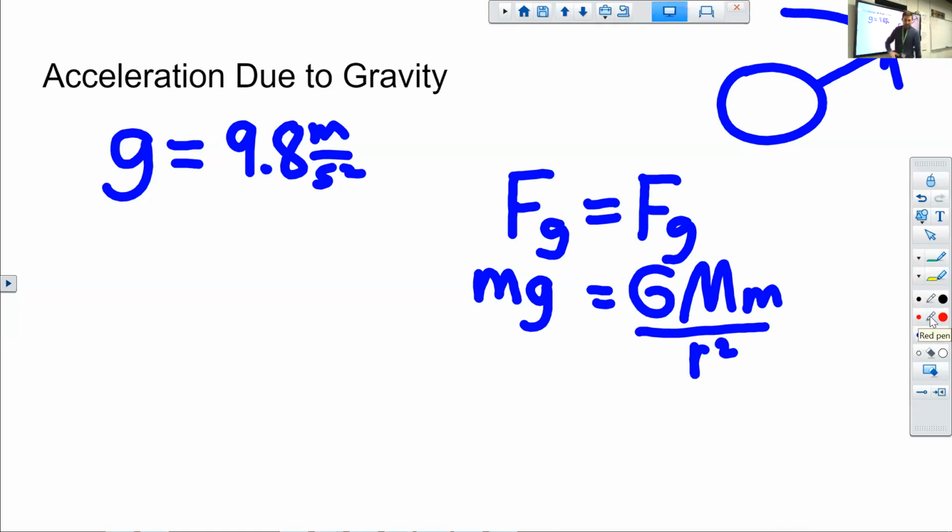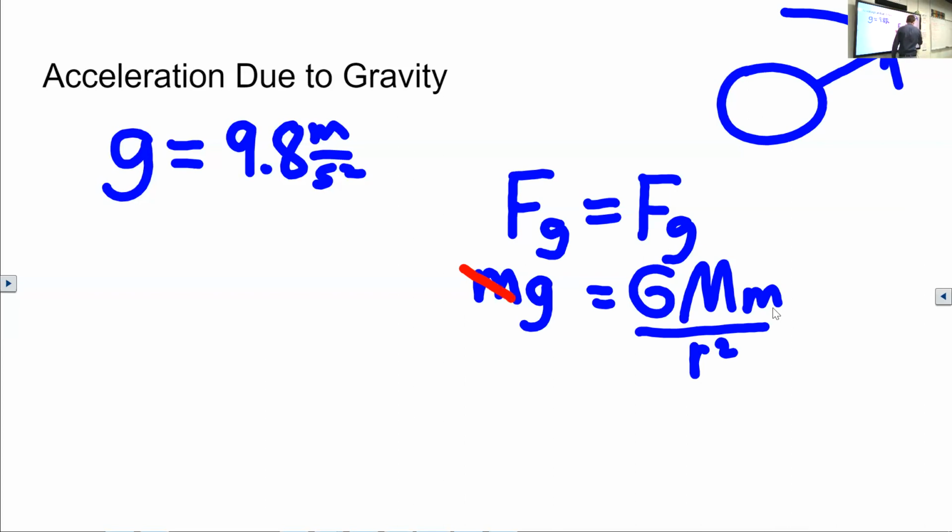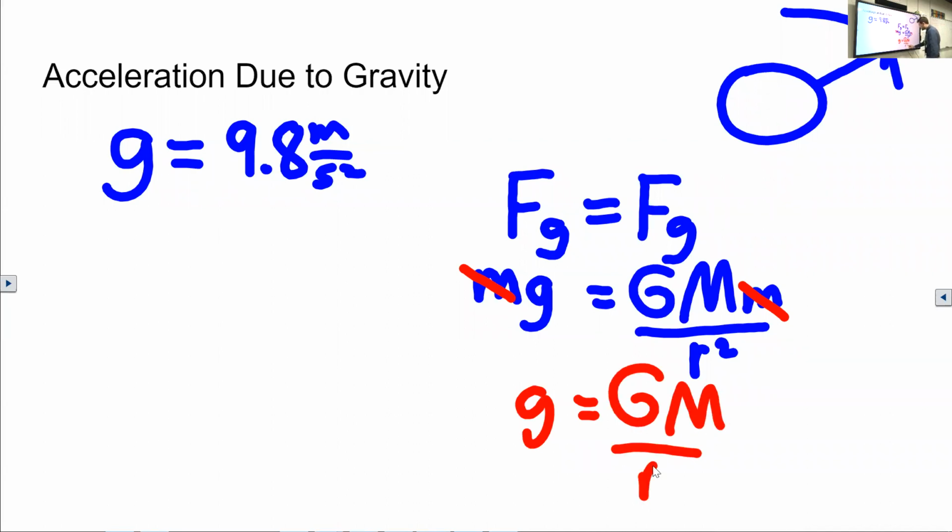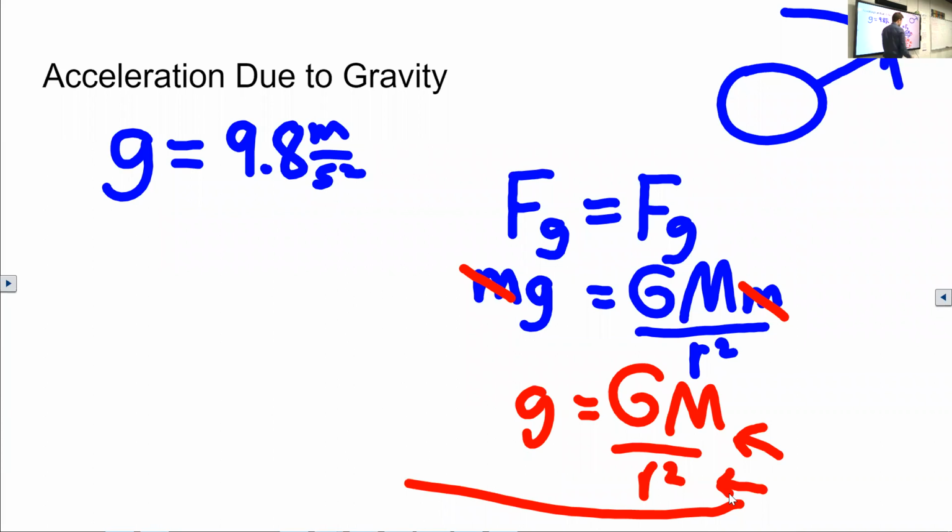Now, what is the letter that these two equations have in common? Little m. So we can divide both sides by little m. Now I get this equation: g is equal to big G times big M over R squared. So that's how you find the acceleration due to gravity anywhere in the universe. So say Jupiter: you plug in the mass of Jupiter, you plug in how far away you are from the center of Jupiter, and then you multiply that by big G, and you will get the acceleration on Jupiter.